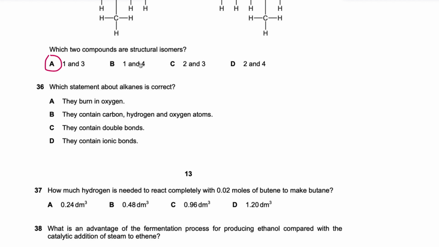Question 36. Which statement about alkanes is correct? Alkanes burn in oxygen. Of course, they burn in oxygen, like methane. You know methane, right? Methane burns in oxygen to produce carbon dioxide. They are fuels. They burn in oxygen.